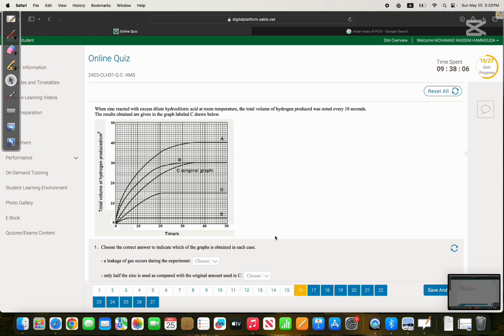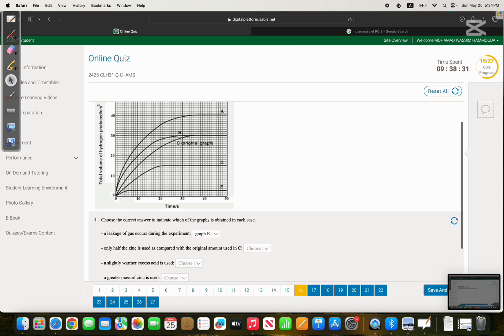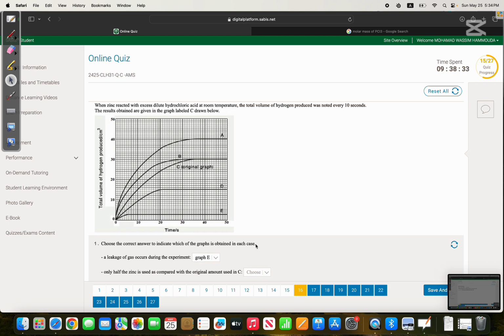Choose the correct answer to indicate which of the graphs are obtained. When a gas leak occurs, it's basically like there is barely any product. So it's A. Only half the zinc is used as compared with the original amount used in C. Where is C? The original. So that's D, because not as many reactants are used, so it's D.